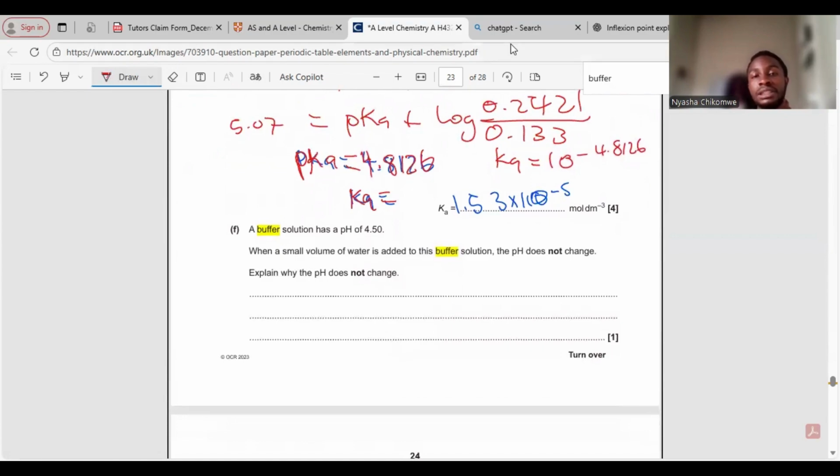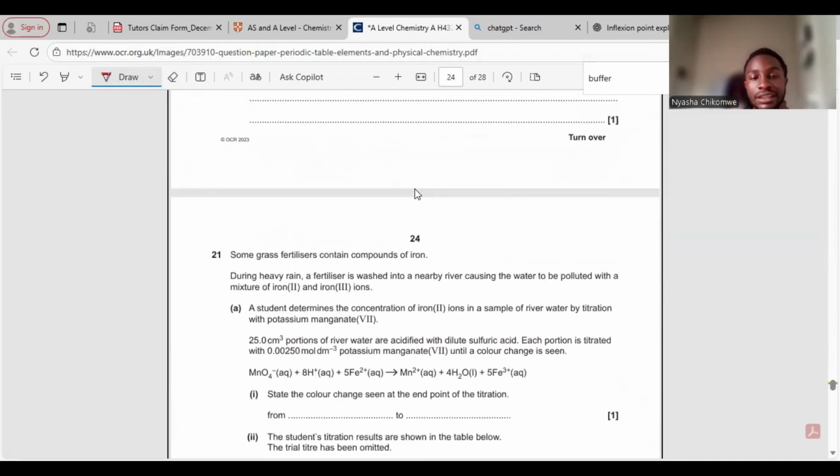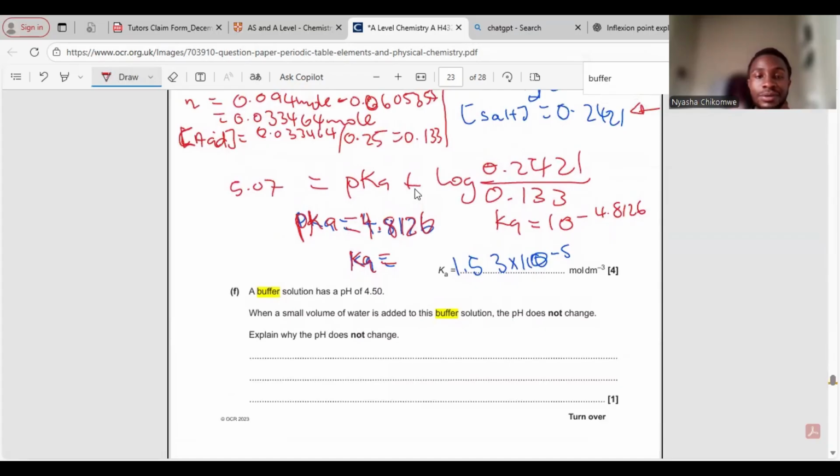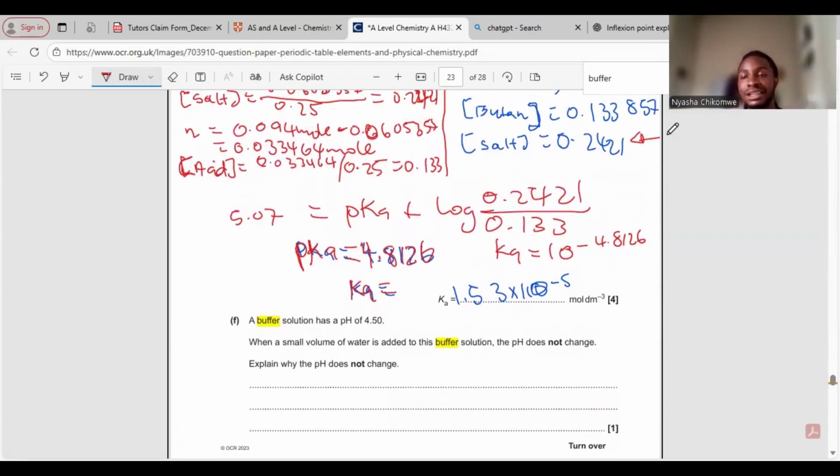A buffer solution has a pH of 5.07. Why does this pH not change? Okay, I'll leave that up to you. But yeah, that's the hard calculation. I don't know if I should say hard, but yeah. Hope that helps.